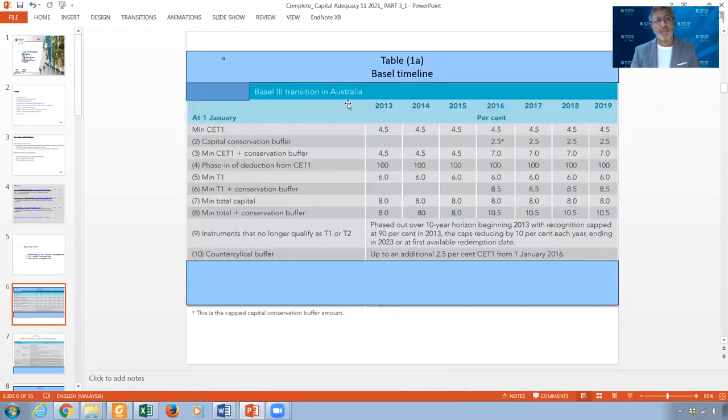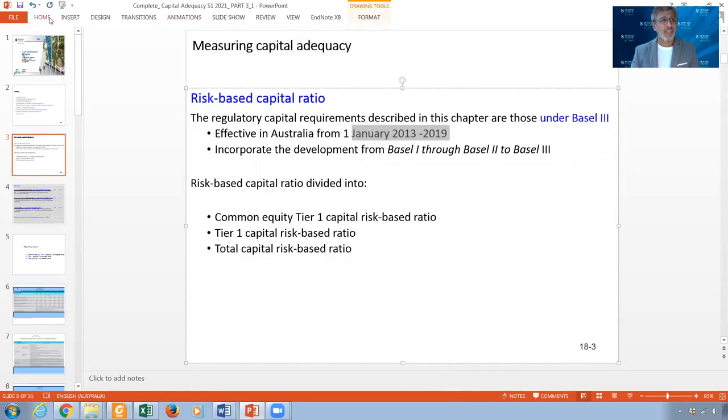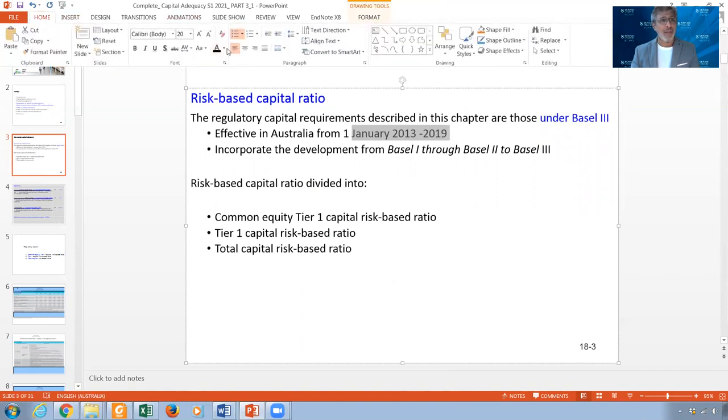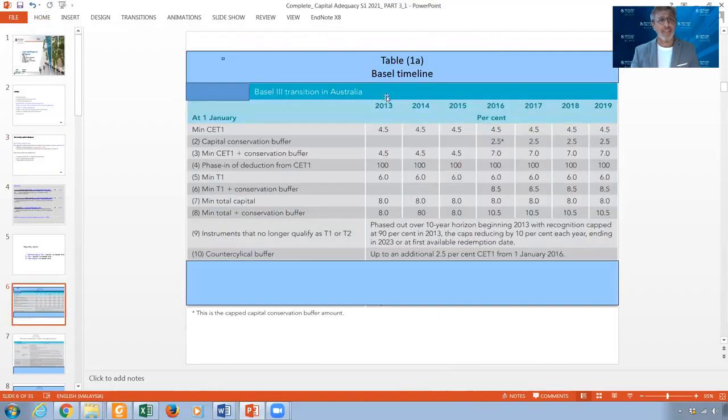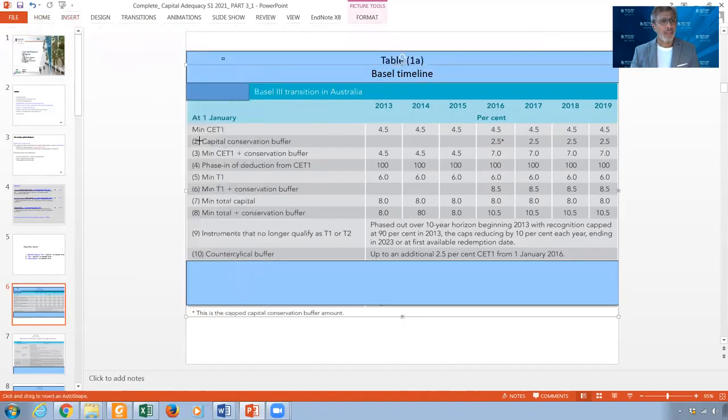Now, I have talked about the Basel timeline, and we say it is from 2013 to 2019. Yes, it is from 2013 to 2019. This is what we call the Basel timeline table. In the Basel timeline, you can see 2013, 14, 15, 16, 17, and it will tell you this is the common equity. As you can see, this is the common equity tier 1, this is the tier 1, and this is the total capital.